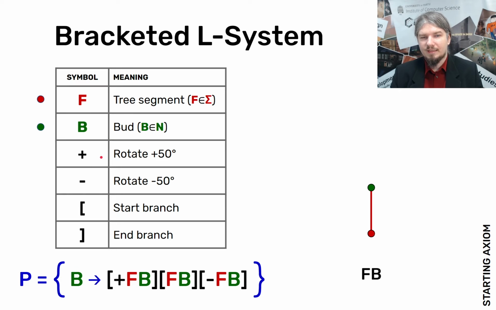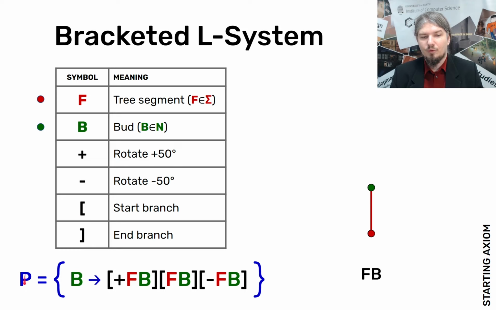Then we have the letters plus and minus. Those indicate the rotation, and for now let's use our 50-degree angle again. Plus will rotate in one direction, and minus will rotate in another direction. And we'll use these square brackets to indicate branches. You can think of these branches as kind of saving and loading the state we are at. So when we're drawing the tree, when a branch starts, we continue drawing, but when that branch ends, we revert back to the state where we started that branch.